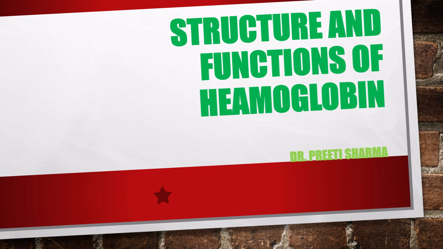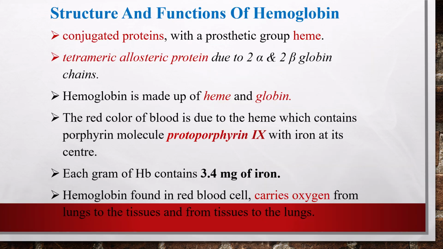Let's discuss the structure and functions of hemoglobin. Hemoglobin is a conjugated protein. It is a tetrameric allosteric protein because it has 2 alpha and 2 beta globin chains. Hemoglobin is made up of a heme and a globin component. Heme is a porphyrin ring and globin is a polypeptide chain.